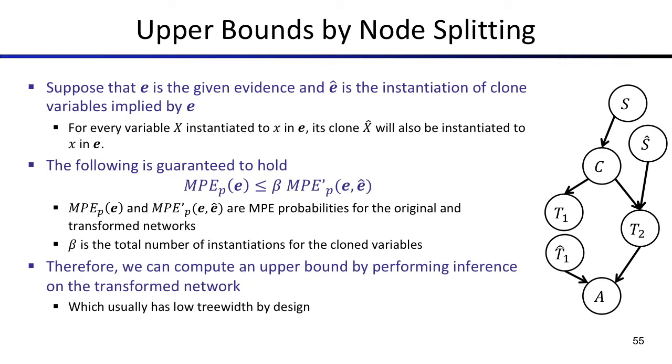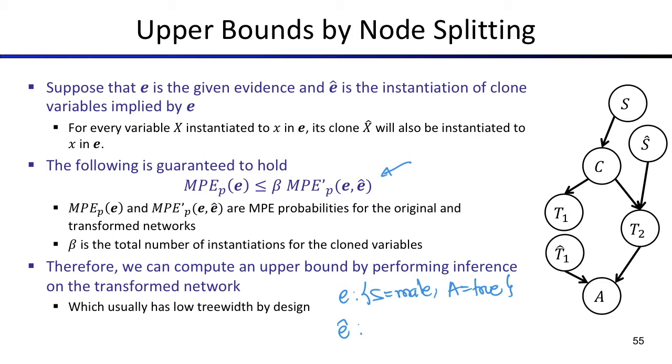Okay, so this is the central equation here, which states that the MPE in the split network is an upper bound for the MPE in the original network. Just to explain the notation here, E and E hat are going to be the evidence, and also the evidence instantiated to the split variables. So for instance, if we have evidence that is S equal male and A equal true, this E hat will be this evidence applied to the split network.